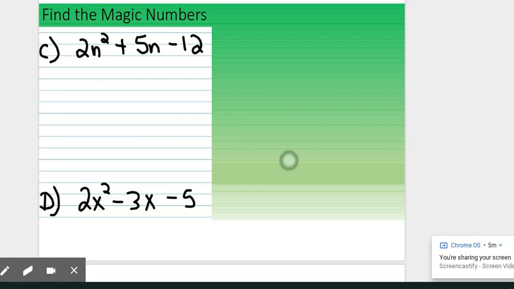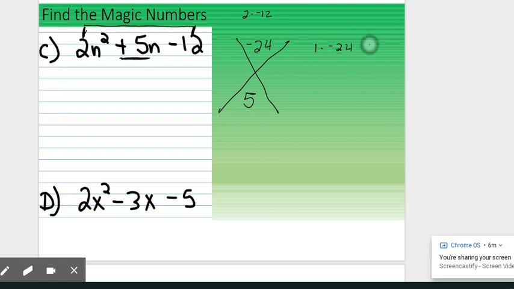So for letter C, A and C multiplied together goes on top, so it'd be negative 24. Because remember, 2 times negative 12 is negative 24. The B value, the 5, goes on the bottom. Okay? And then if I'm not sure, I go through the process. 1 times the number. Well, 1 times negative 24 is negative 24. If I add that, I get negative 23. So that's not it. Next number is 2.